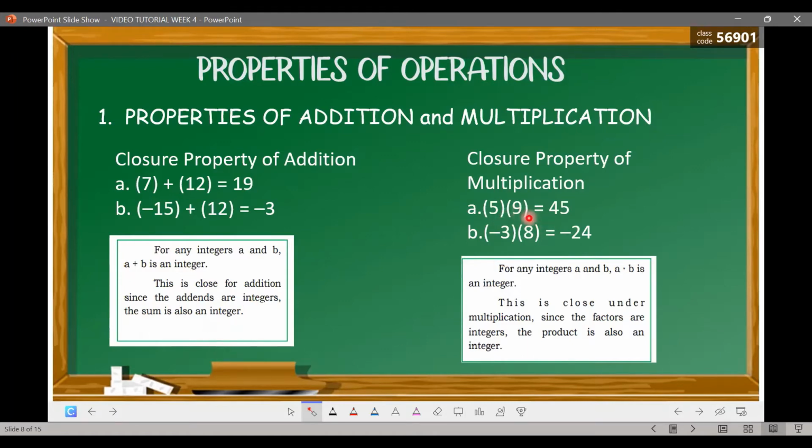And then, closure property of multiplication. So, example, 5 times 9, so that is 45. Okay, so pareho lang din sa closure property of addition. For any integers a and b, a times b is an integer. This is closed under multiplication since the factors are integers. The product is also an integer. Okay? So, ang sinasabi lang niyan, kapag ang factors or yung pinagmumultiply nating numbers ay integers, of course, the answer will also be an integer. Okay, next.